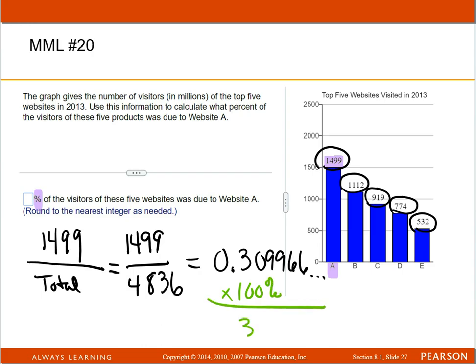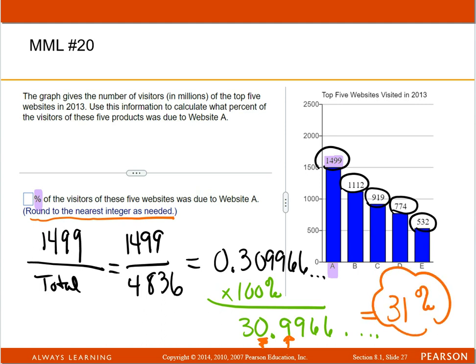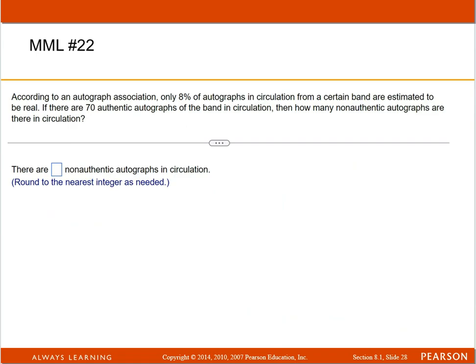And that's going to make it 30.9966, and so on. But my math lab says rounding to the nearest integer is needed. The 30 would be the nearest whole number integer, but the next number is a 9. So this is going to take me to 31%. And that's number 20. And what's the next one?